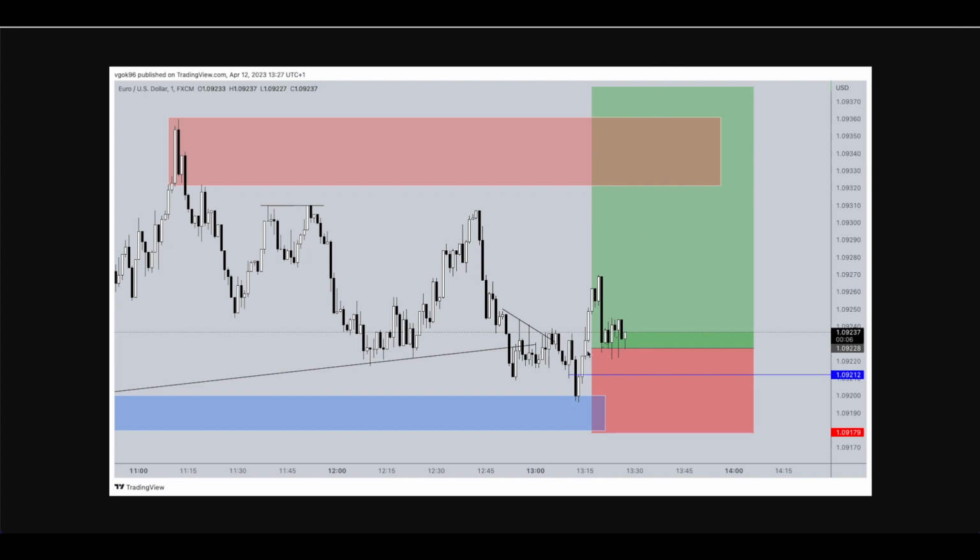So entering within the imbalance of the sell to buy candle and having the stop loss below the original demand, keeping it at that safe stop loss level, essentially at the invalidation point.